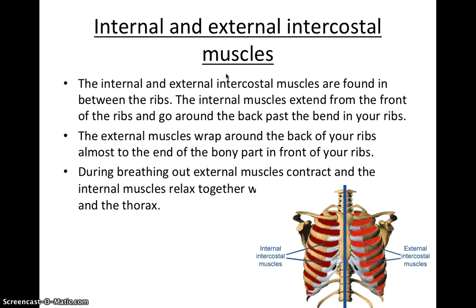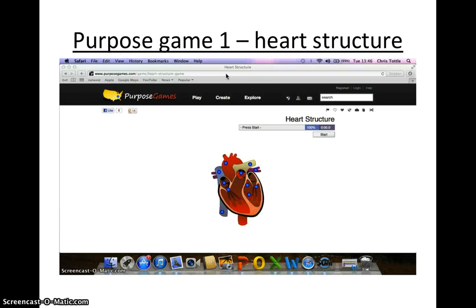Internal and external intercostal muscles. The internal and external intercostal muscles are found in between the ribs. The internal muscles extend from the front of your ribs and go round the back past the bend in your ribs. The external muscles wrap around the back of your ribs almost to the end of the bony part in front of your ribs. During breathing out, external muscles contract and the internal muscles relax, together as well as the thorax.